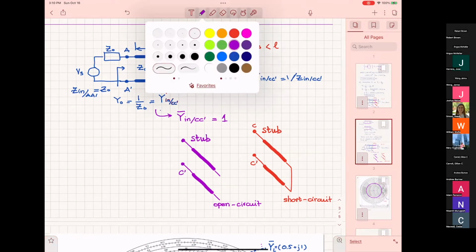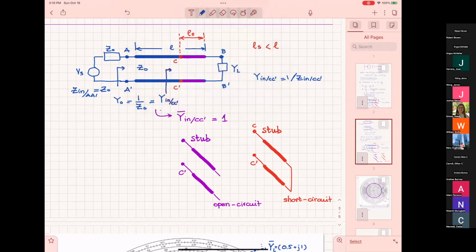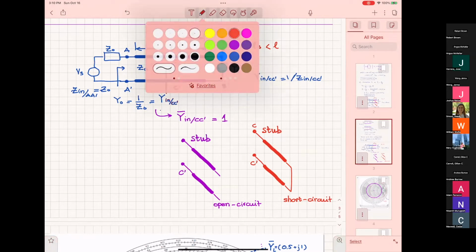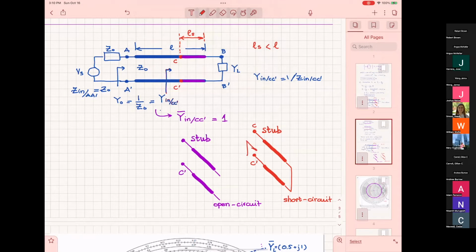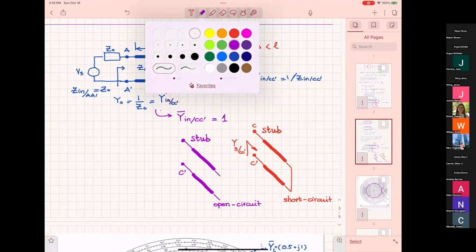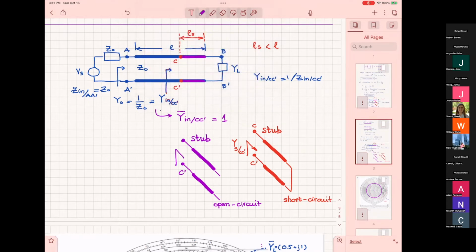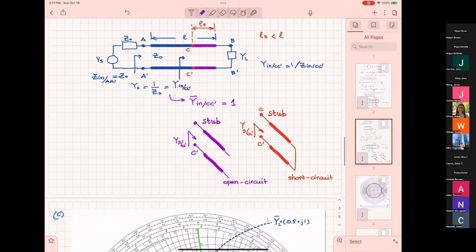How much is, according to what we've seen, the input impedance or admittance here? Let me call that Y_S of the stub at CC prime. All right, this is the admittance of the stub at CC prime, and the same thing here. Y_S at CC prime. What do we know from theory?